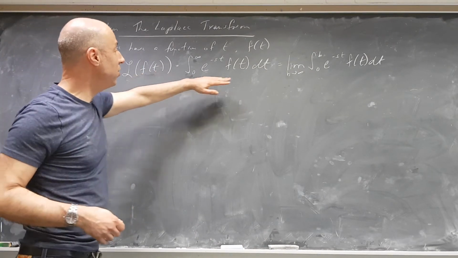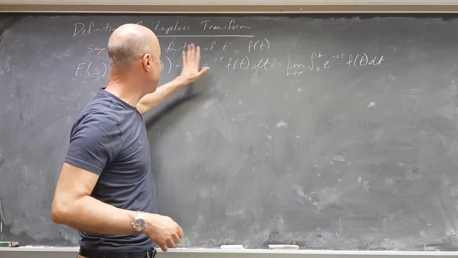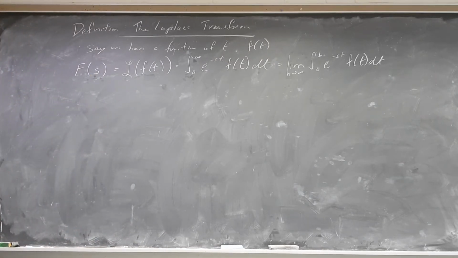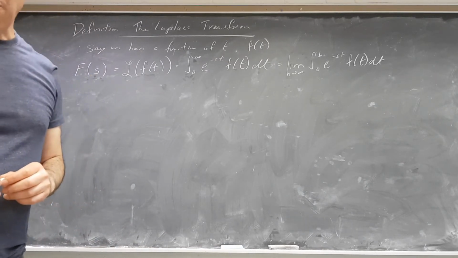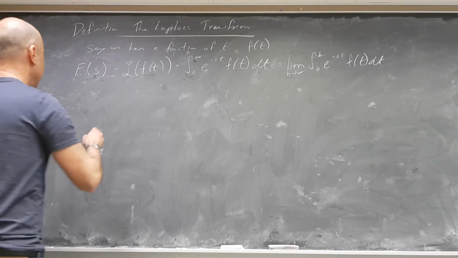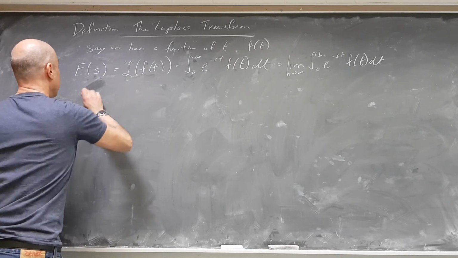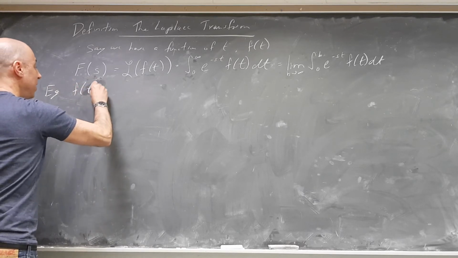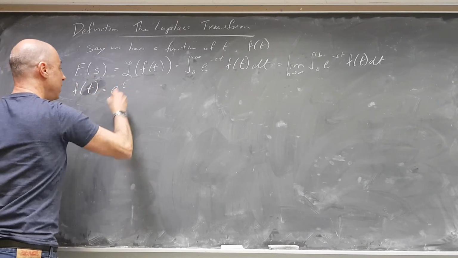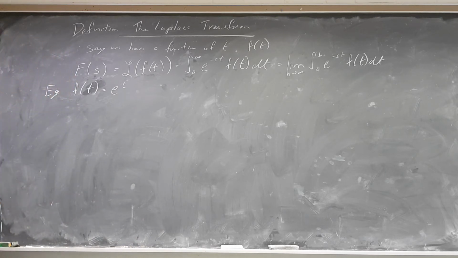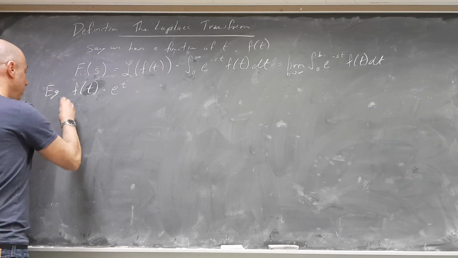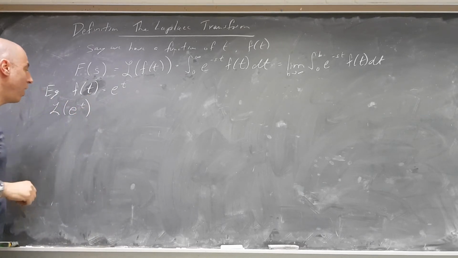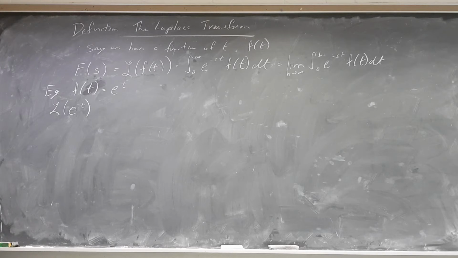And if you take a look at this, since you're integrating with respect to t, by the time you get finished with this, there's no t left. The only variable left is s. So I want to give you an example. Let's say f of t equals e to the t. So we are going to take the Laplace transform of the function y equals e to the t.